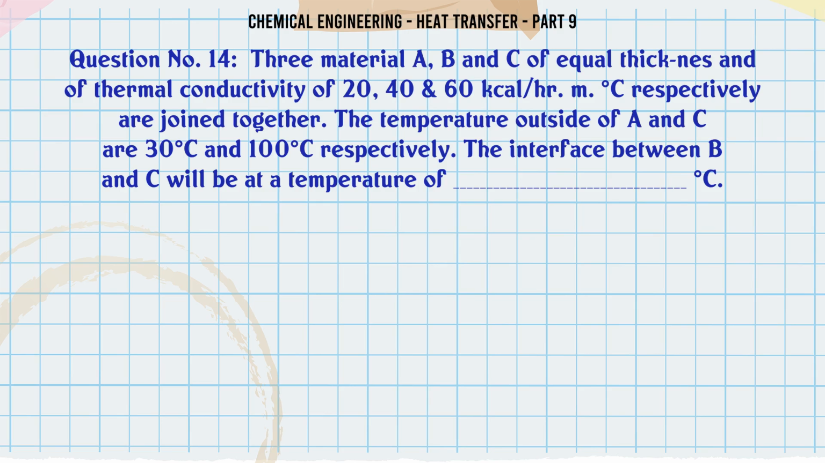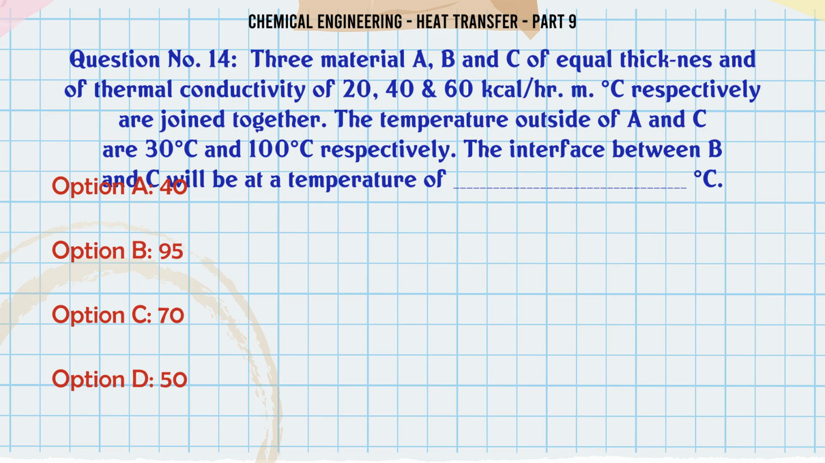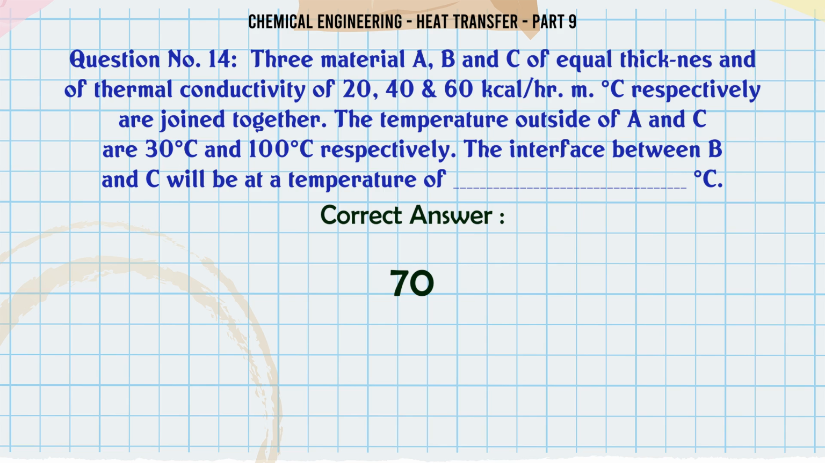Three materials A, B and C of equal thickness and of thermal conductivity of 20, 40, 60 kilocalories per hour per metre per degree Celsius respectively are joined together. The temperatures outside of A and C are 30°C and 100°C respectively. The interface between B and C will be at a temperature of: A, 40; B, 95; C, 70; D, 50. The correct answer is 70.